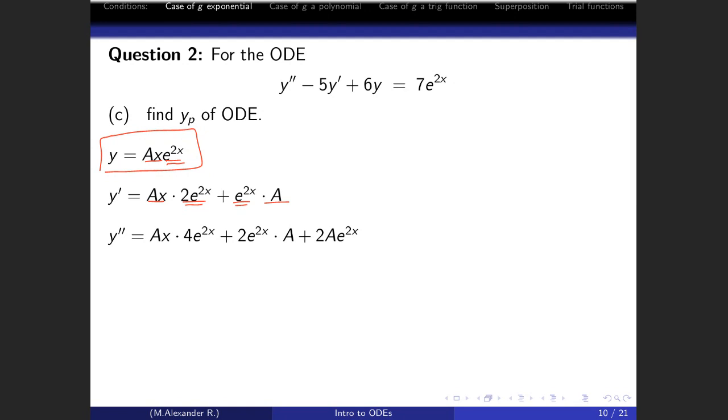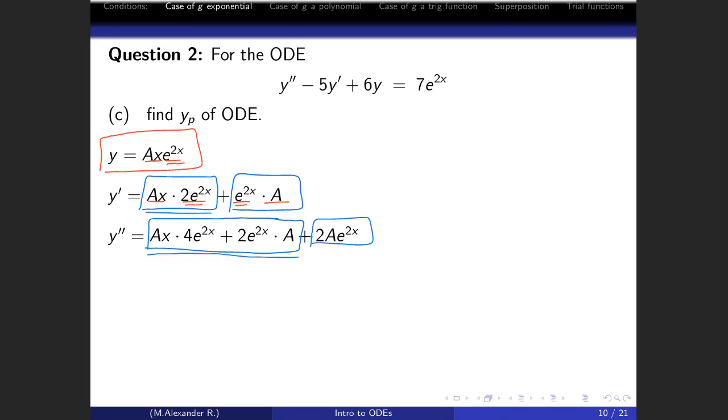We have to use the product rule again to get the second derivative. I'm putting a box where you have to use the product rule the second time. So double underline blue means the product rule again, and the last box is just a regular derivative. So you can double check my derivatives here.